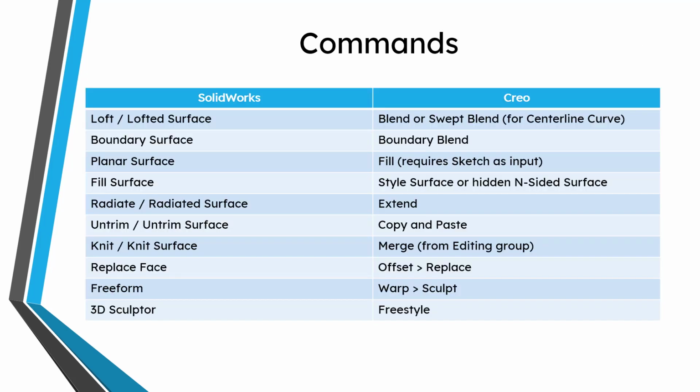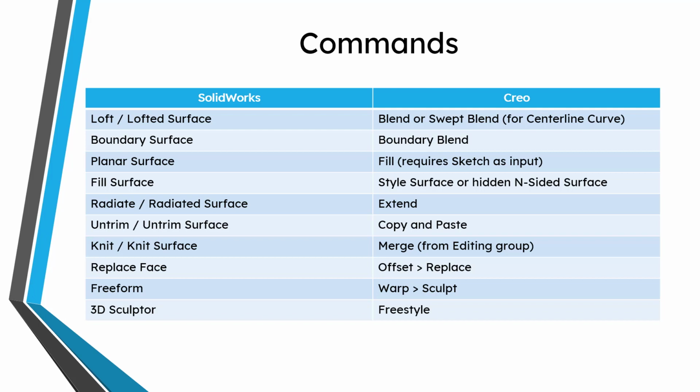Now let's talk about the commands that you may be familiar with in SolidWorks and what they're called in Creo Parametric. And I don't have extrude and revolve in here because those commands are the same. But in SolidWorks, you have a loft or a lofted surface, and that's mainly the blend command in Creo Parametric. With lofted surface, there is an option for using a centerline curve. If you're doing a loft in SolidWorks with a centerline curve, that's more akin to a swept blend in Creo Parametric. A boundary surface in SolidWorks is called a boundary blend in Creo.